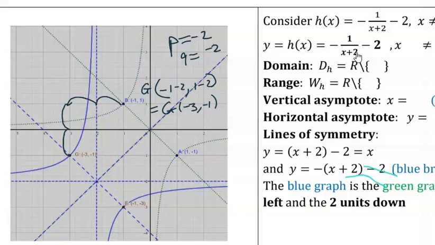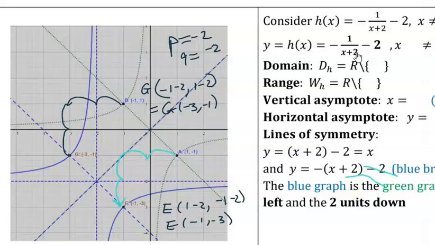And the same with my A. If I've taken this value and I've shifted 2 to the left and 2 down, then I get my new vertex, which is E, and I can work it out. E is then 1 minus 2 and minus 1 minus 2, which is E, minus 1, minus 3.